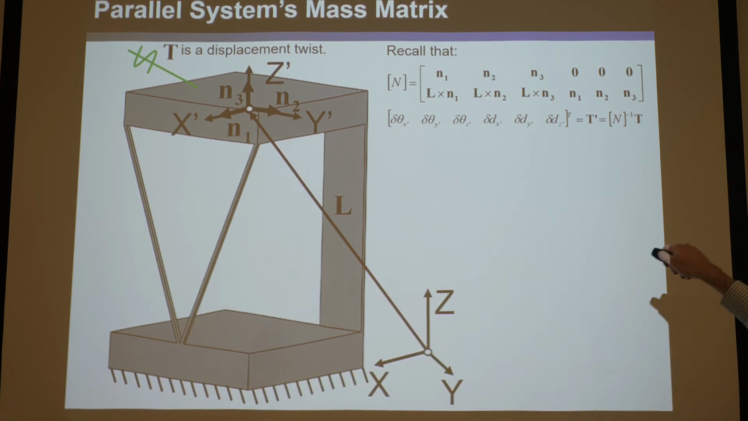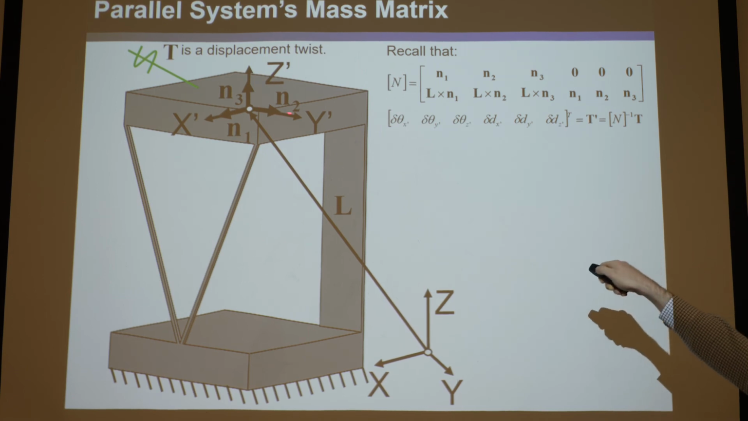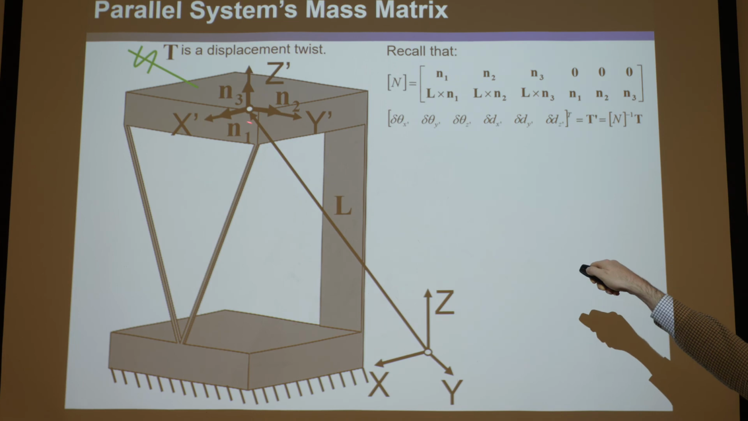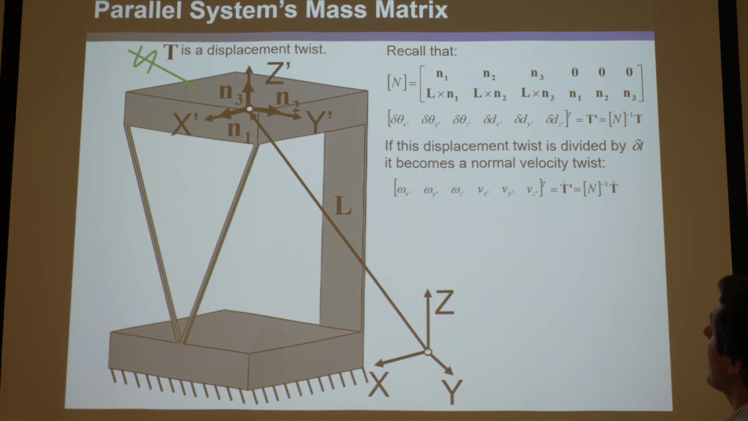So remember, if we take this twist times n inverse, you get t prime, which is basically the 3 rotations and 3 displacements of that point on the stage with respect to the local coordinate system that we defined, caused by this stage twisting about this green axis here, okay. And if you take the derivative of these, remember the twists we're going with are displacement twists, okay. They're basically normal twists, which are velocities times delta t, which are just infinitesimal increments. Just to be nice and clean, up to this point we've been calling such displacement twists just t.